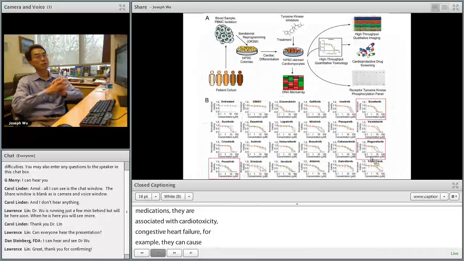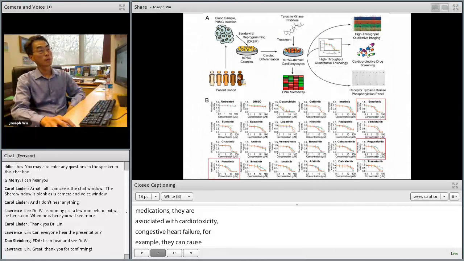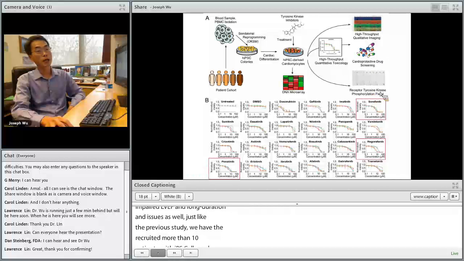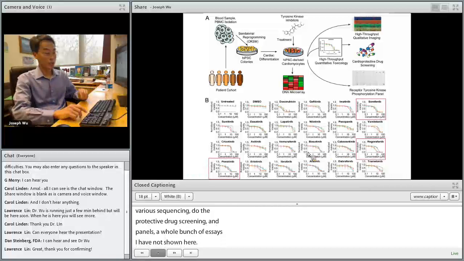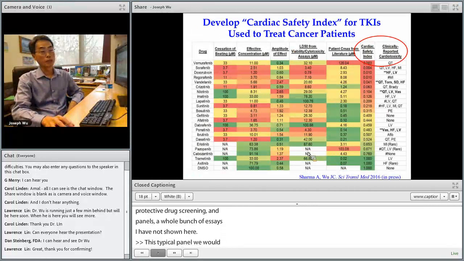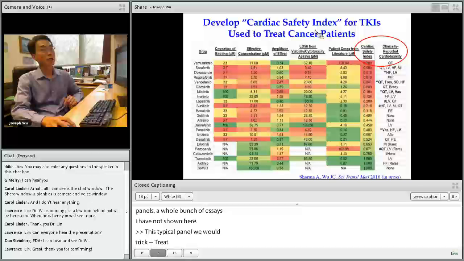So just like the previous study, we were able to recruit more than 10 patients, make iPS cells, generate the iPS cell cardiomyocytes, treat them with the various TKIs, do RNA sequencing, and then do cardioprotective drug screening, and also do receptor tyrosine kinase phosphorylation panels, and a whole bunch of assays that I haven't shown here. This is a typical panel in which these are the different drugs that were tested on these patients. What we're trying to do is essentially develop a cardiac safety index for these tyrosine kinase inhibitors that are being used to treat cancer patients.